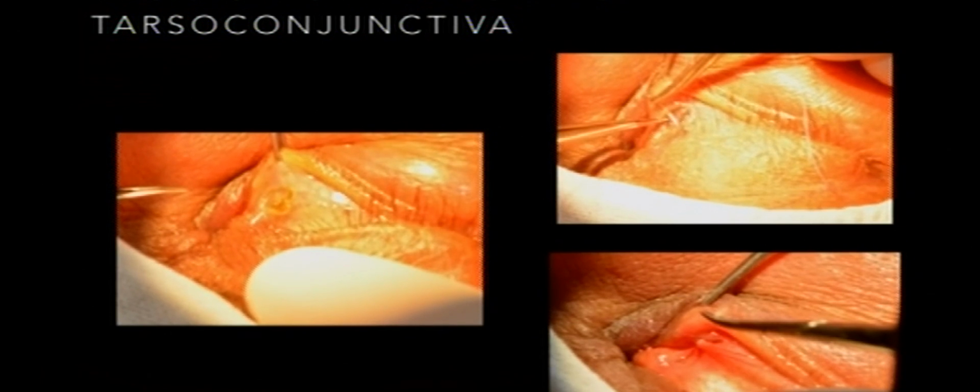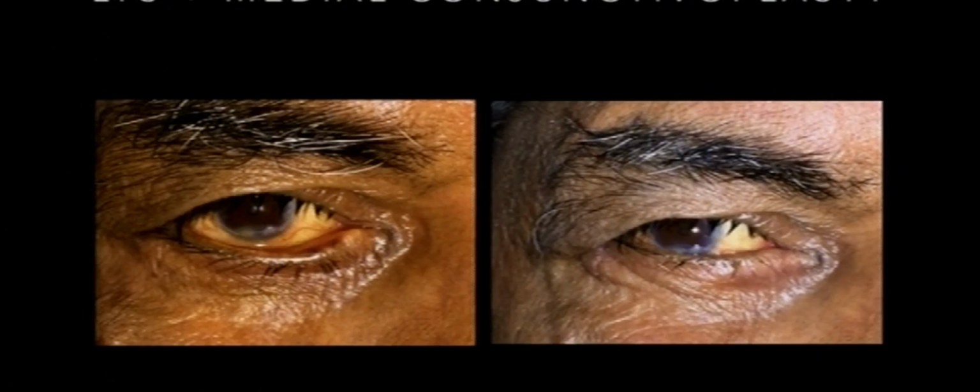At the same time, you do some other procedure as well to correct the horizontal lid laxity. Either it can be a lateral tarsal strip or a pentagon excision of the lid if you feel comfortable with that. This is an example of a patient who presented with a punctal ectropion, which was managed with a medial conjunctivoplasty, as we call it, and a lateral tarsal strip.